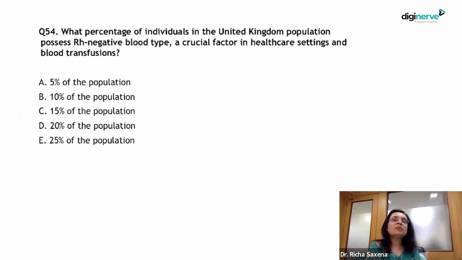What percentage of individuals in the United Kingdom population possesses Rh negative blood type, a crucial factor in healthcare settings and blood transfusions? It is 15% of the population that is Rh negative, and that is why Rh isoimmunization becomes an important topic in the MRCOG exam.